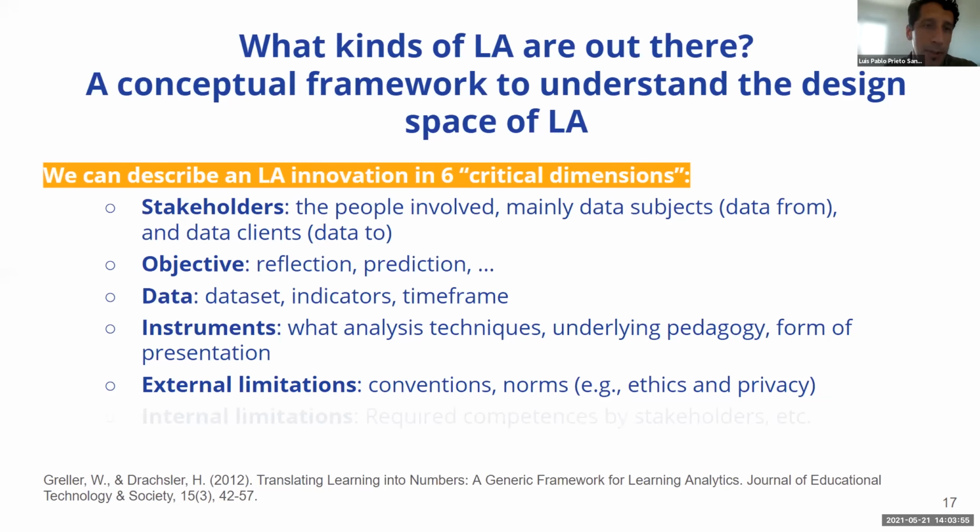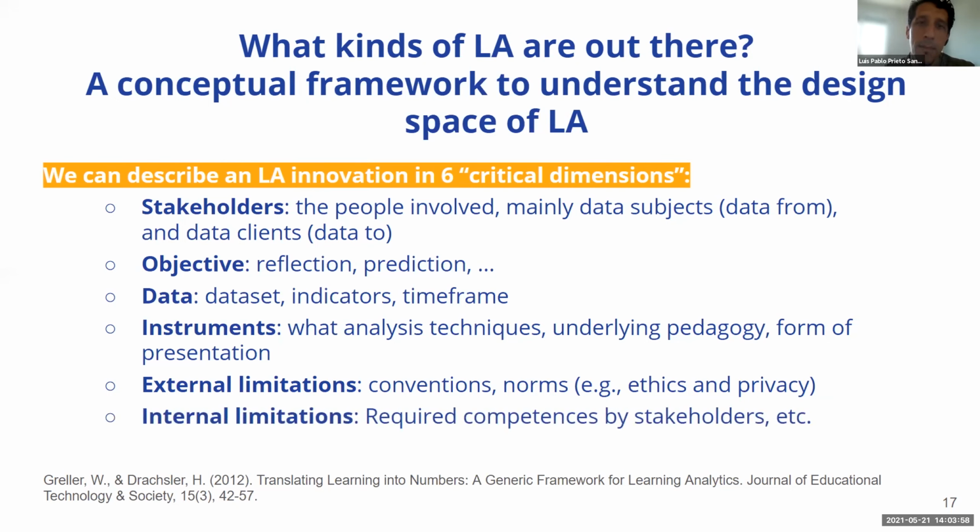And there's also internal limitations, which are about limitations of the users themselves or of the system. Like, for example, if the system is very complicated, whether it requires that stakeholders are very competent or know a lot about data analysis and things like that. Okay. I don't know if there's any questions about this framework by Klamma and Draxler. It's kind of clear what these different elements are. Okay, I'll take that as a yes.